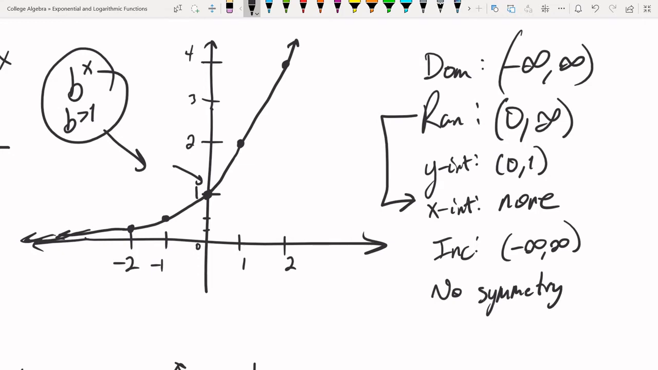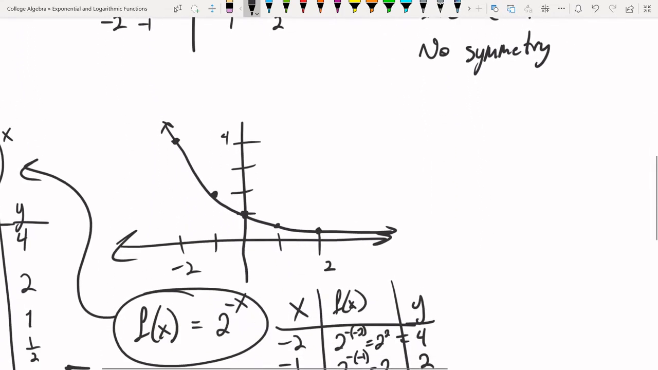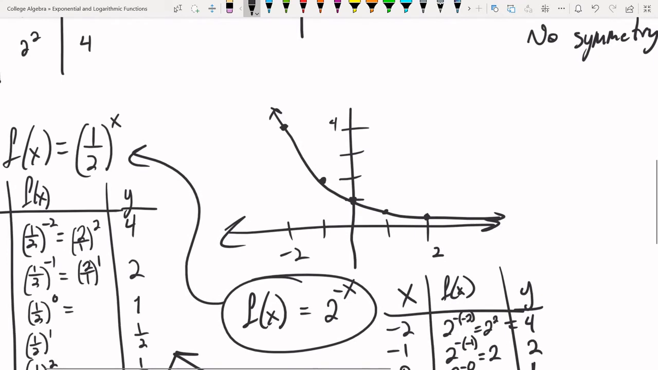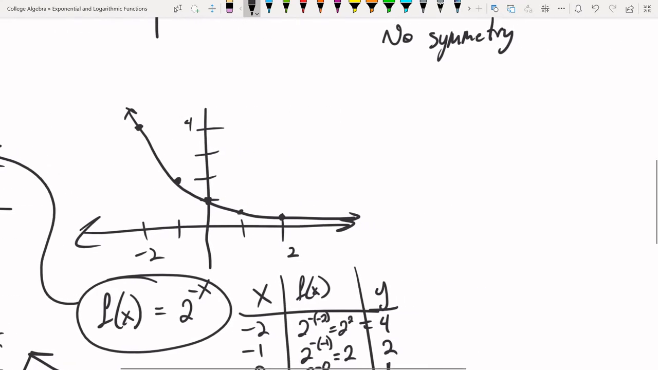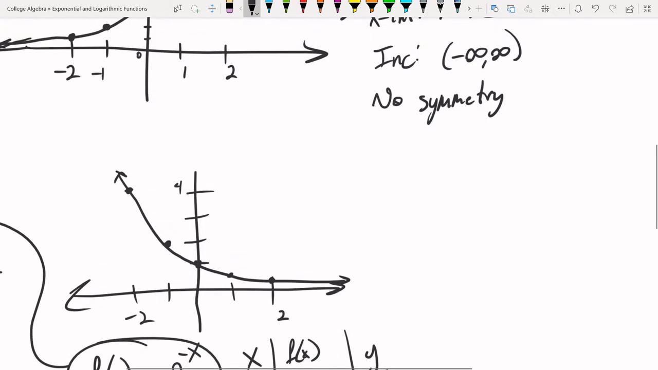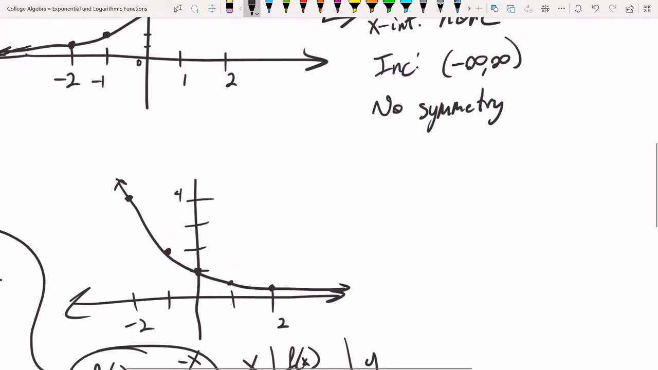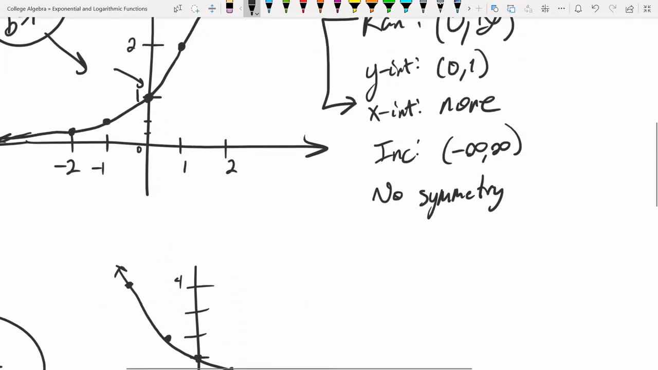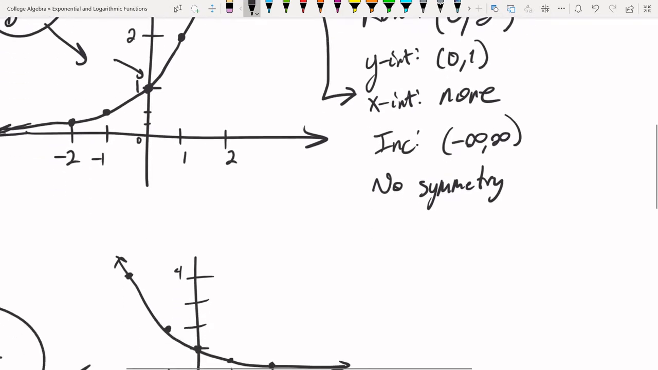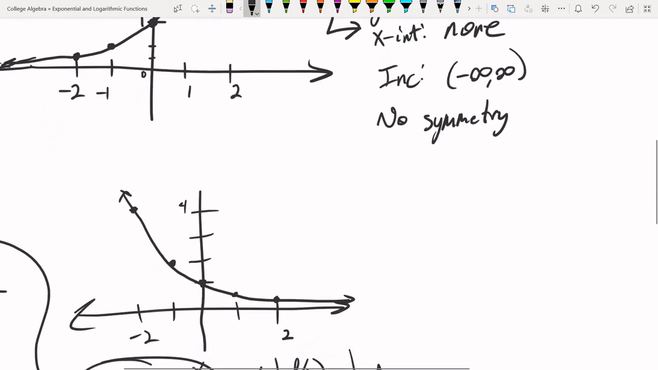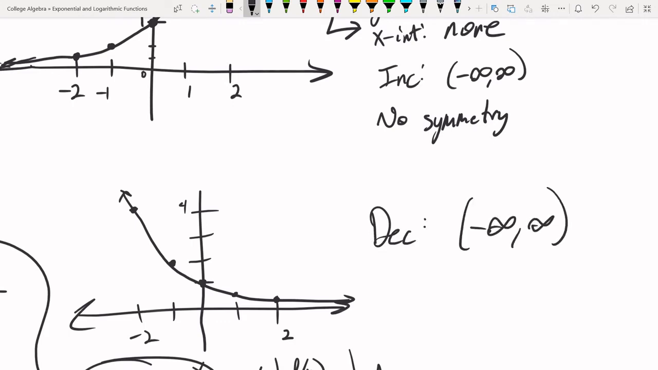Now, looking at this function here, f of x equals (1/2)^x, which is the same thing as 2 to the -x. All of the values are the same: the domain, the range, the y-intercept, the x-intercept, except this is decreasing on the entirety of its domain. That's the only difference here.